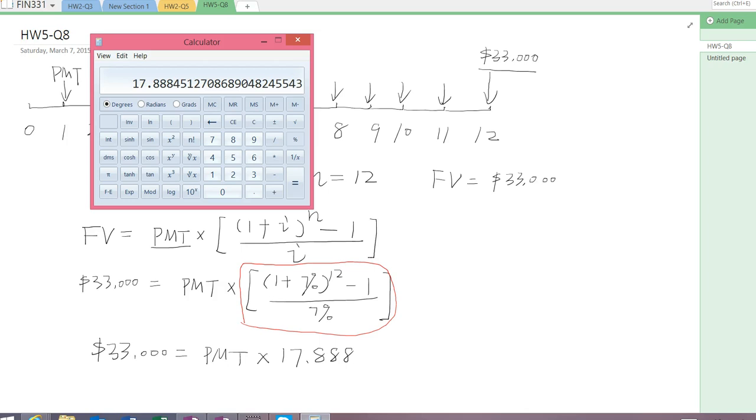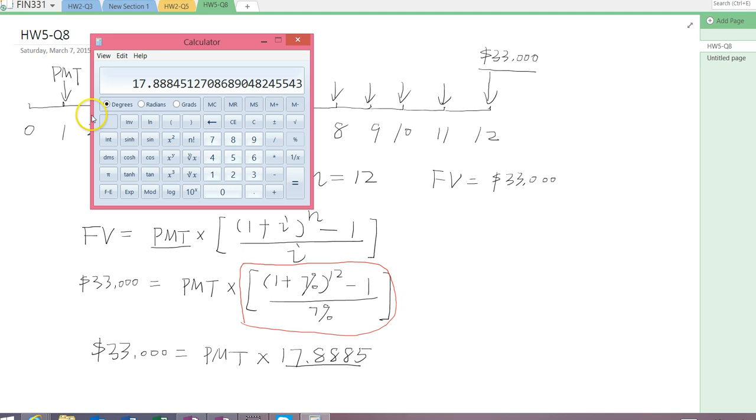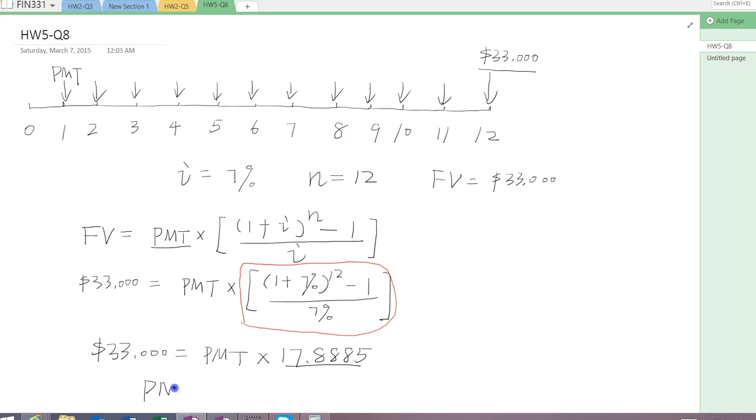So that's gonna give me 8885. So again, this is just for the convenience of writing on this pad, but when I actually do the calculation, I keep all these numbers. So what I do now is divide both sides by this 17.8885. So that will give me this final payment, the annuity payment, divided by 17.8885.